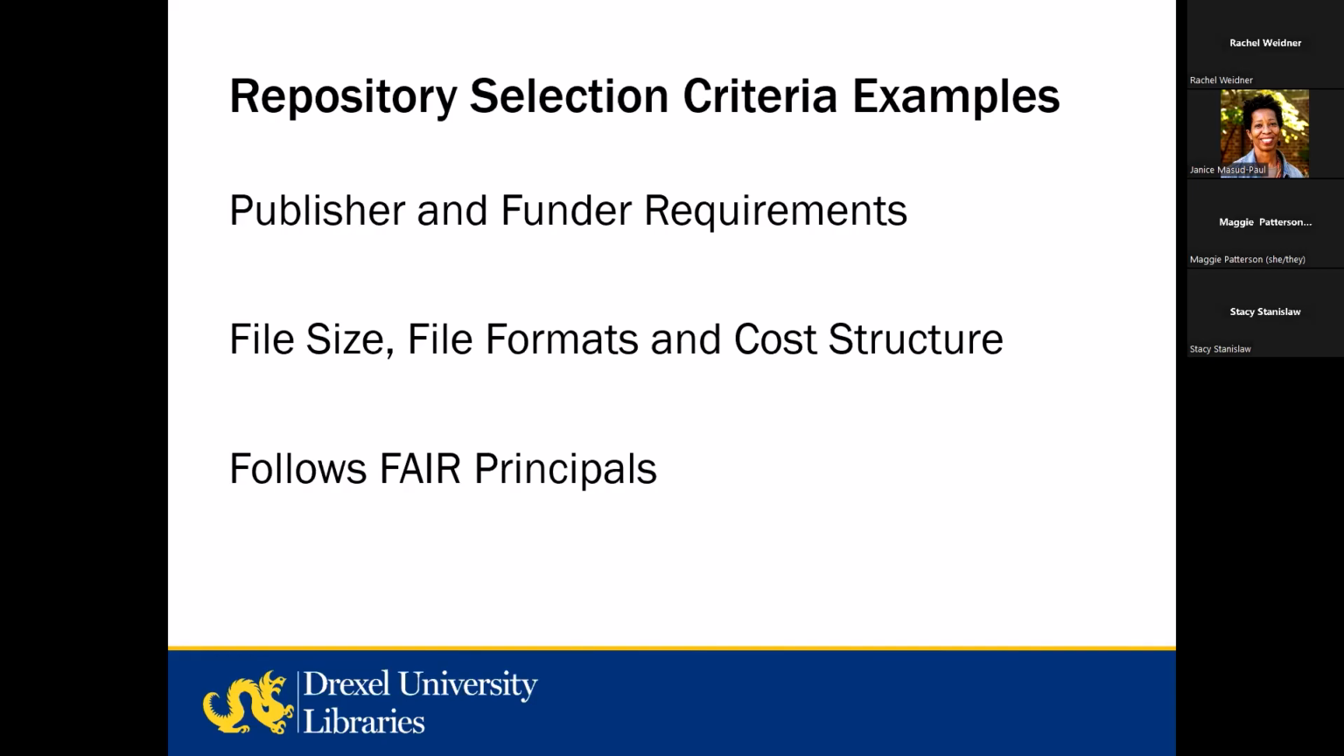So things like, can a repository manage your file type? And are there file size restrictions? How many files will your research generate? What's the cost of storing your output? There may be ongoing repository costs after you deposit your data. Have you accounted for those long-term costs in your grant budget? And in general, you should confirm that the repository incorporates FAIR principles to make the data findable, accessible, interoperable, and reusable. So I want to look at some of those criteria in a little bit more detail.